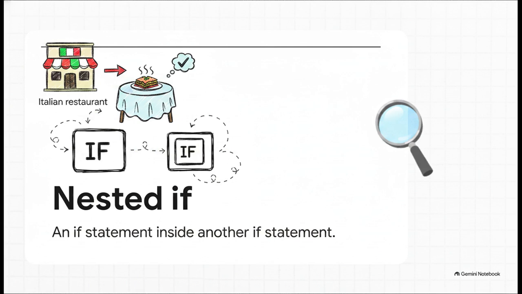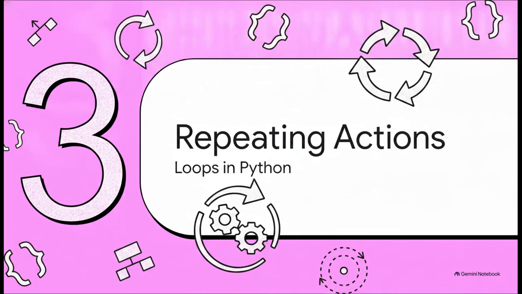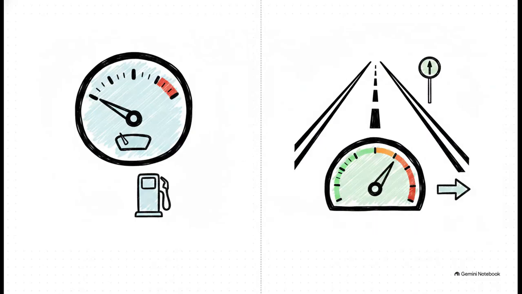It's an incredibly powerful tool for drilling down into really specific multi-layered situations. All right, Section 3, Repeating Actions with Loops. Python actually gives us two main ways to build these iterative traffic roundabouts, the while loop and the for loop. Let's break them down. A while loop keeps running its block of code as long as a certain condition stays true. It's basically saying, keep driving while the car still has gas.